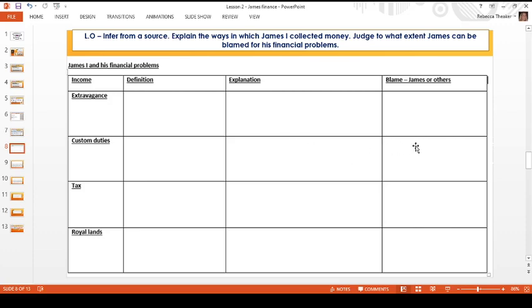And then blame here. This is a bit of a tricky one because I think you could kind of argue there's a bit of blame on both sides. James wasn't acting legally, but also Parliament held a grudge, and they weren't willing to help James when he was in financial crisis 10 years later. So maybe the blame can be a little bit of both there. I don't know, it's up to you. You decide.